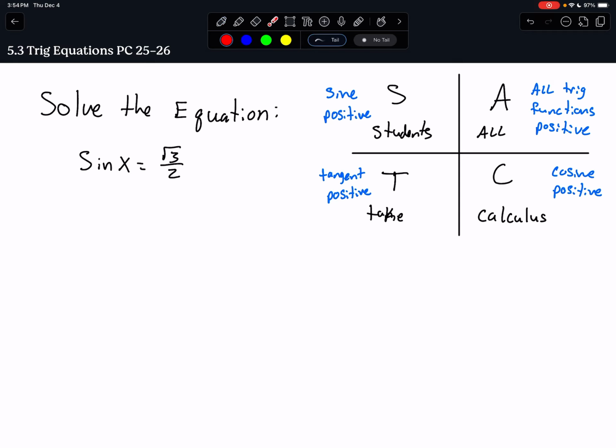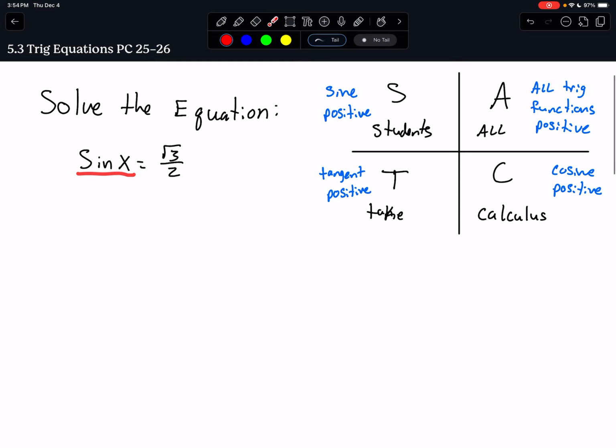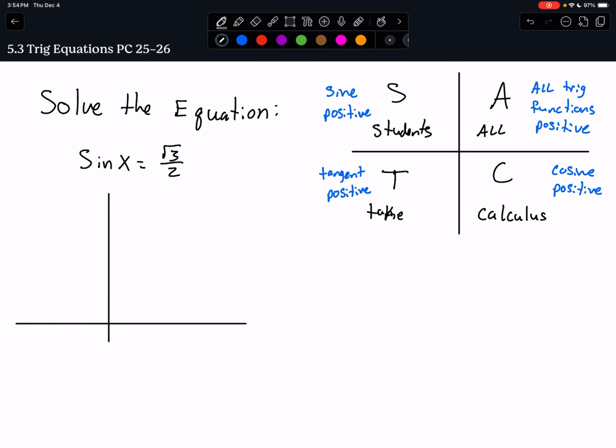Okay, so here I have sine of my angle equal to a positive root 3 over 2. So I want to look at the two quadrants where sine is positive, and that's going to be quadrant 1 and quadrant 2. Okay, so I'm going to have a couple angles in quadrant 1 and 2. So I'm going to draw an angle here in quadrant 1. I'll go ahead and draw the angle here in quadrant 2.